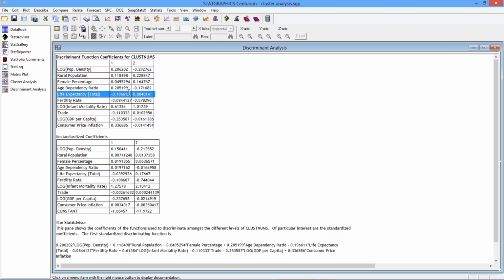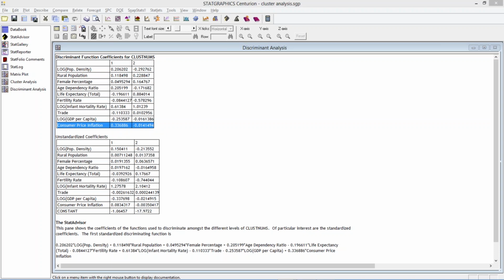Now you can see there are also relatively large weights on life expectancy, which of course I think I showed you already is highly correlated with infant mortality. There are some pretty healthy coefficients on fertility rate, and also, this was a little surprising to me, on consumer price inflation. Consumer price inflation seemed to be a variable that the cluster analysis relied on to form the clusters. Okay, now what does that tell me?